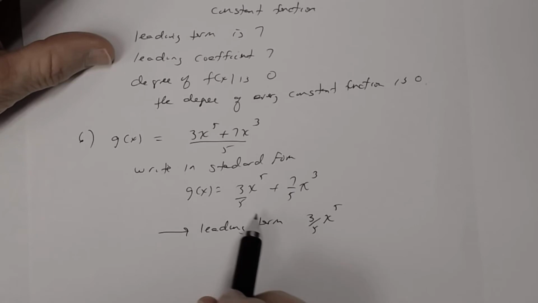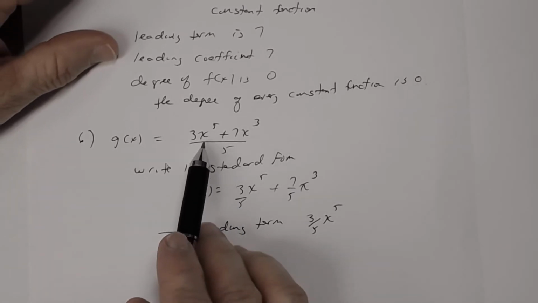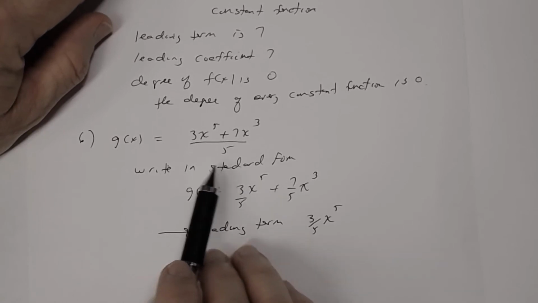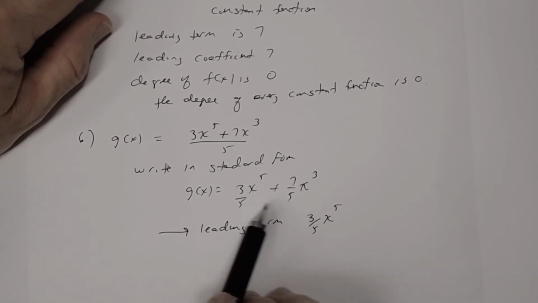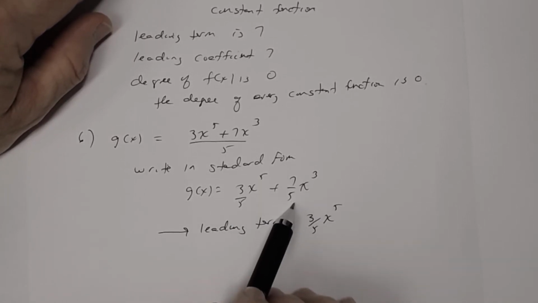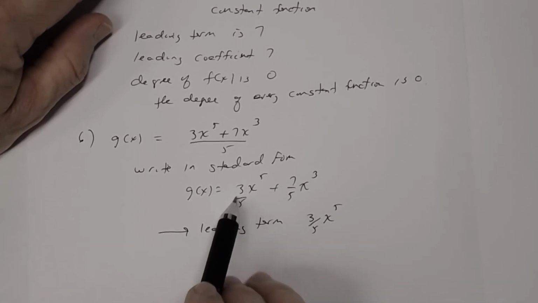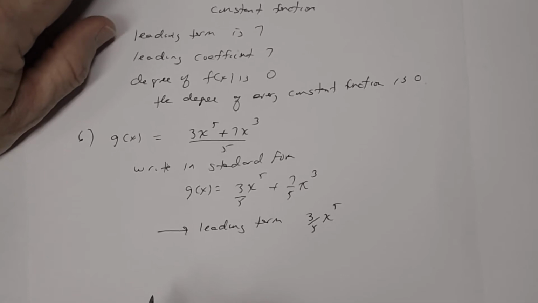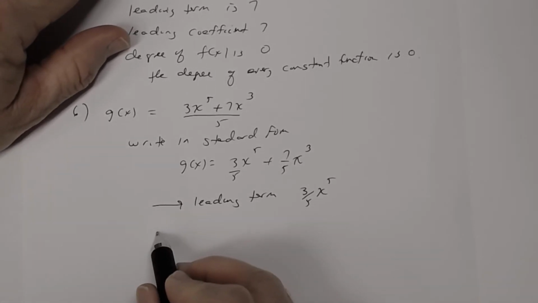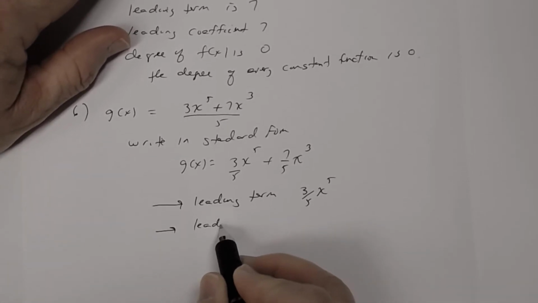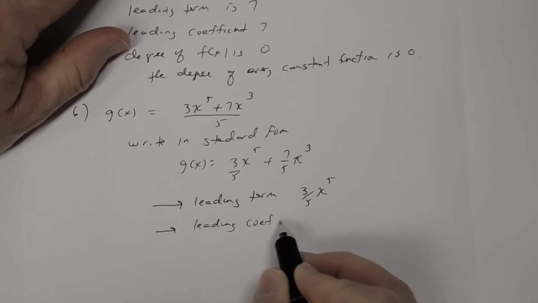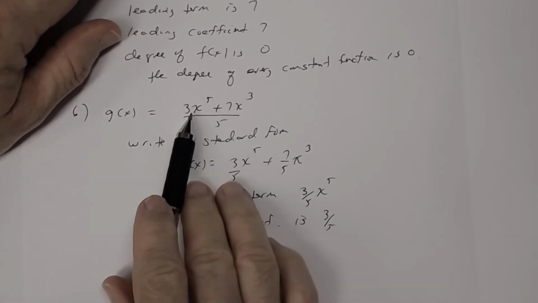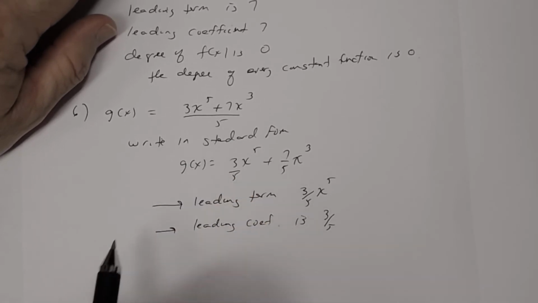All right, so that was important. That was the reason why I wanted you to make sure you understand that this is not standard form. Standard form is this, where you have separate terms. Okay, so you had to write them as separate terms, where you had the coefficient in front of each term. All right, and then the leading coefficient. So the leading coefficient is 3/5. So the leading coefficient is not 3. The leading coefficient is 3/5.